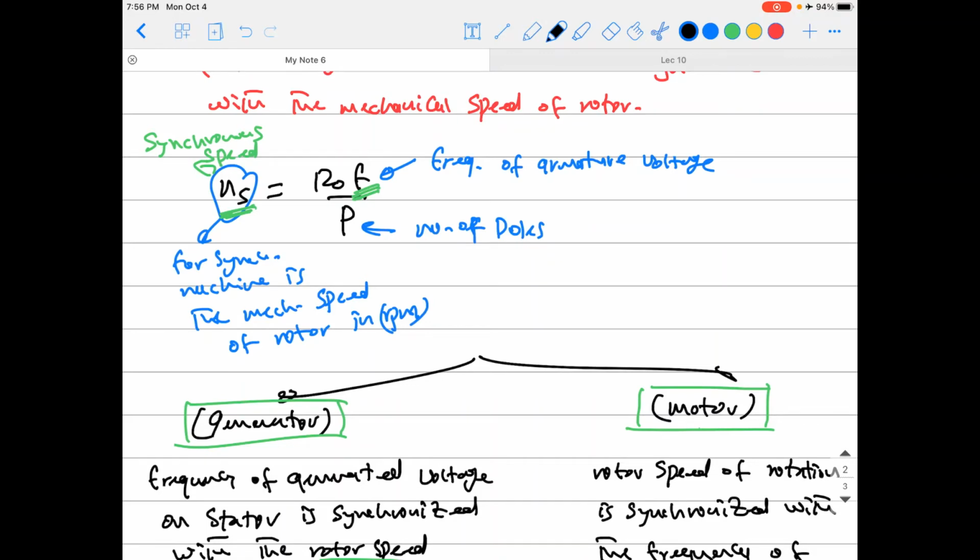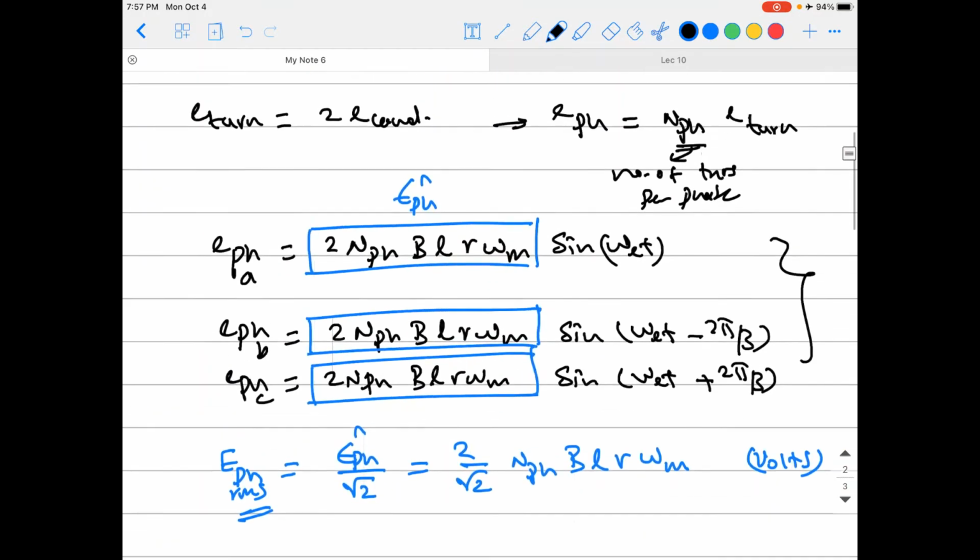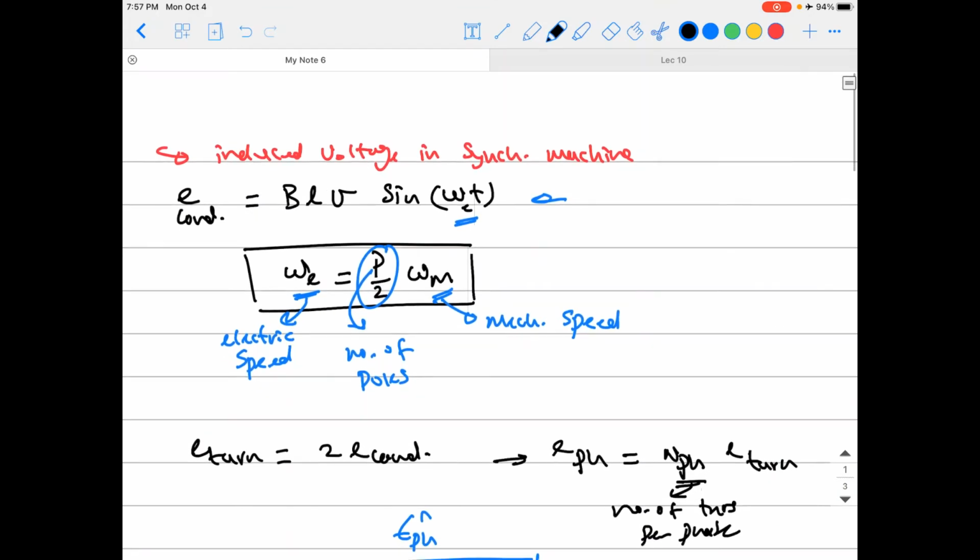As a reminder, this Ns is the speed in RPM, and you can always convert it to radians per second by multiplying by 2 pi over 60. So omega s equals 2 pi over 60 times Ns. Ns is the speed in RPM, while omega s is the speed in radians per second. So it is the same thing, okay? And that also means, in this relationship here, omega e equals p over 2 times omega m.